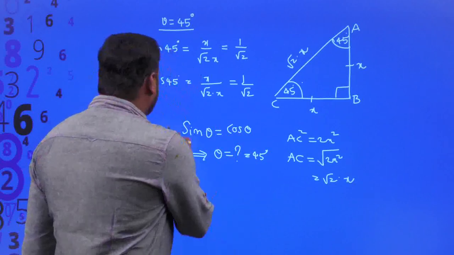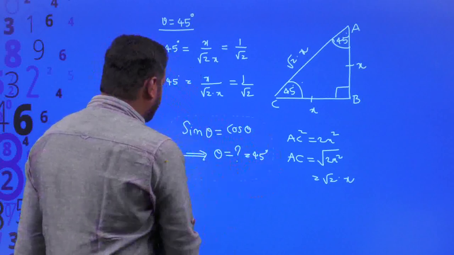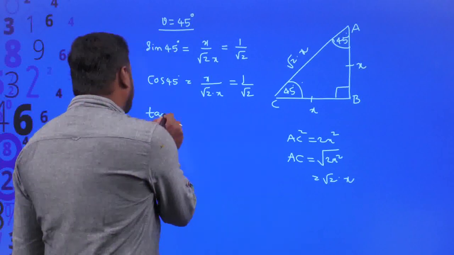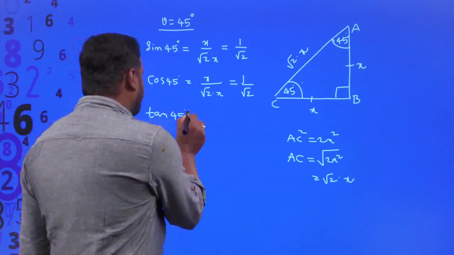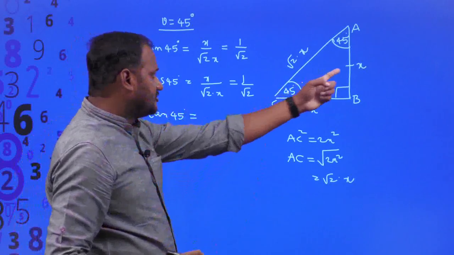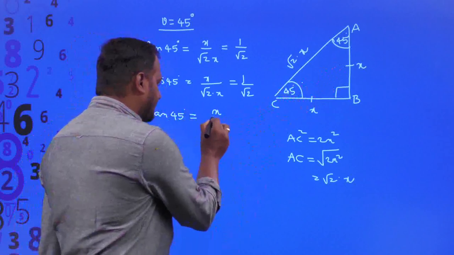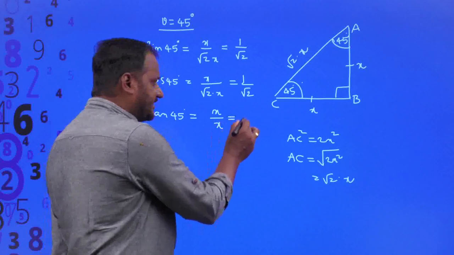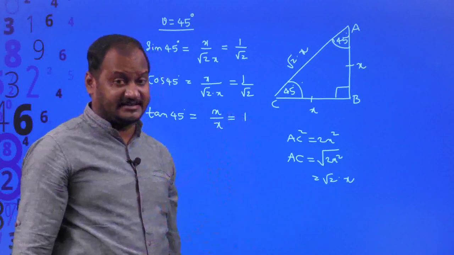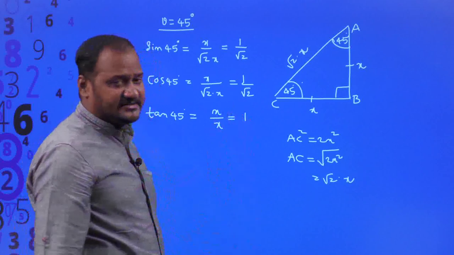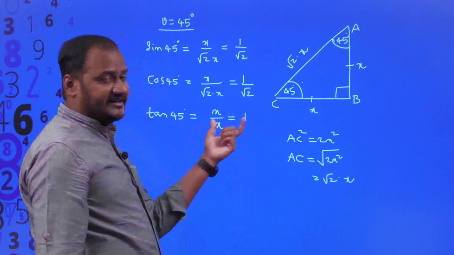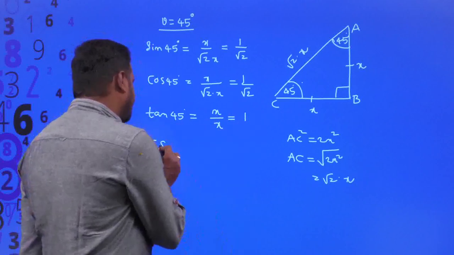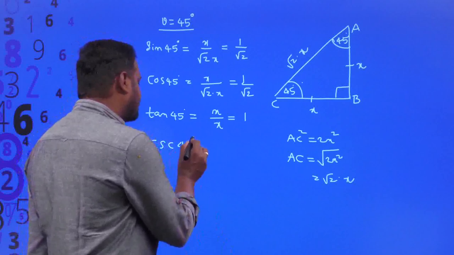So coming to the next trigonometric ratio, what is the next trigonometric ratio? Yes, of course, tan. So tan 45 degrees. Tan 45 degrees is equal to side opposite to 45, that is x, divided by side adjacent to 45, that is also equal to x. What is the value of x by x? Yes, x and x get cancelled, then you get 1. So the value of tan 45 degrees is equal to 1.